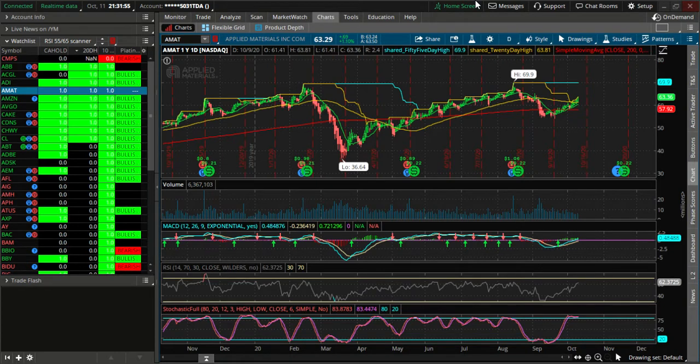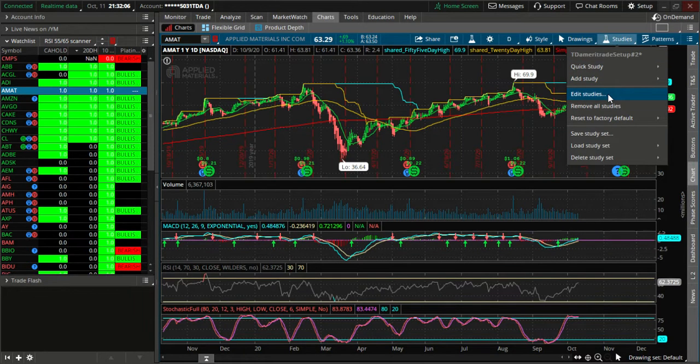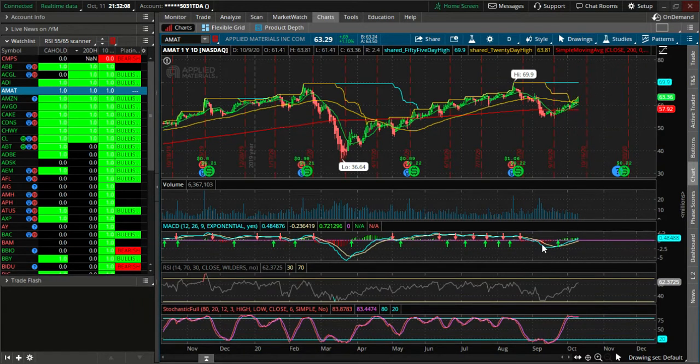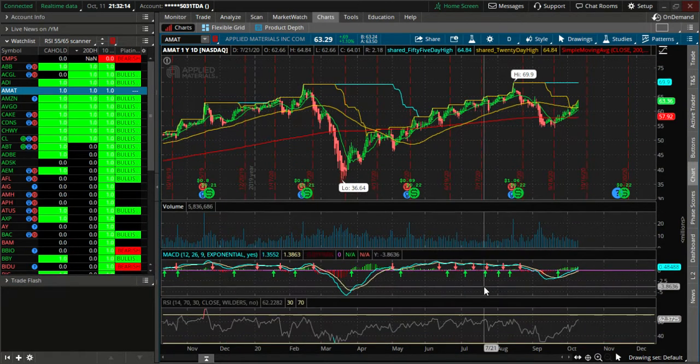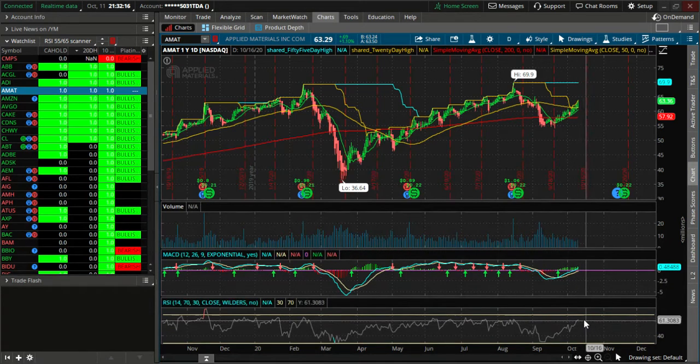Right here, I like the solid uptrend that it's had over the last few weeks. Looking at the RSI down here, I'm actually going to remove one of these studies. The RSI is up kind of high. 65 seems to be an area where it gets rejected. Just keep that in mind.